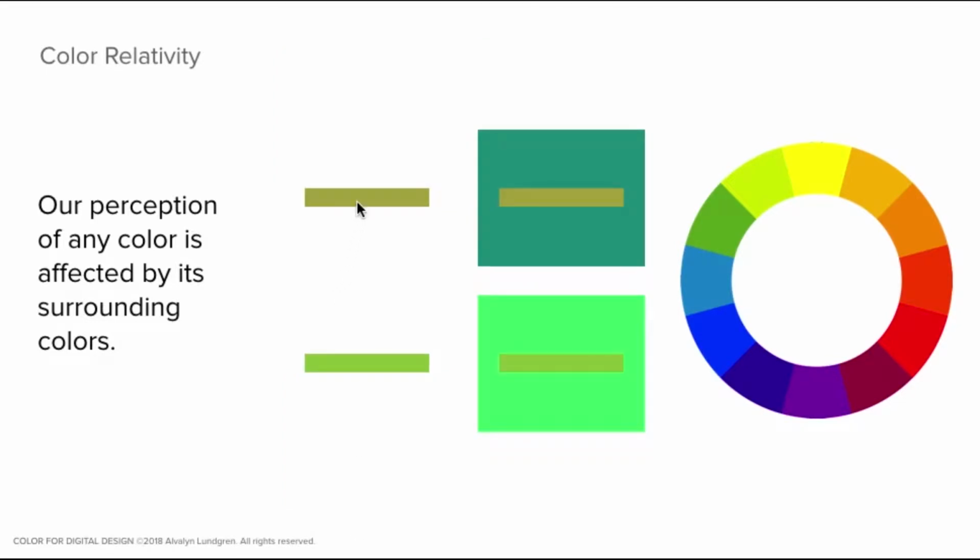And here we're trying to take different colors. This is a yellow-green, and this is a yellow, and make them appear to be the same.